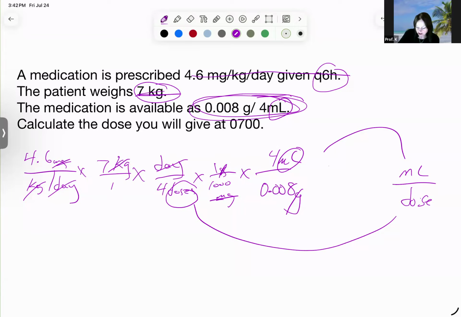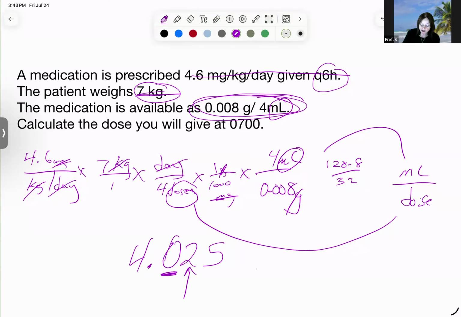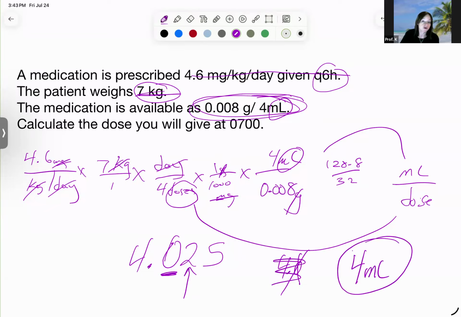So when we do the math across the top, it'll be 128.8 and then 32 on the bottom. When we divide on our calculator, it'll be 4.025. So any number between 1 and 10, we round to the tenths place. I look to the right. I don't change this 0 to a 1, so it stays the same. But what's the rule? I can't write 4.0 because then the professor will come to my house. So the answer is 4 milliliters with no trailing 0.